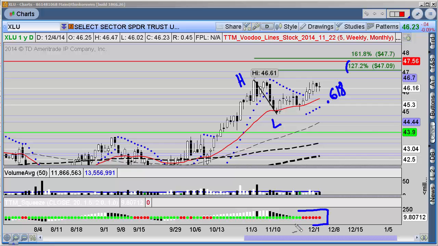Combined with a squeeze, which is an area where we know we're about to have an explosive move, it's a great area to get positioned for it. Now I know that I may have to hold through a move down into here, but overall the pattern still looks very good, and I'm looking for a move into these extensions.